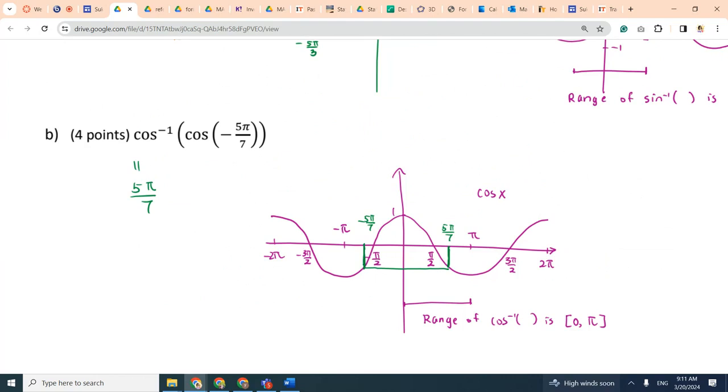So this is what it means if you draw the graph. They don't just cancel. You don't have the same x. You find the corresponding x in the one-to-one piece domain. Okay, everybody?